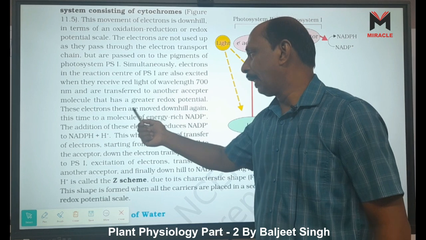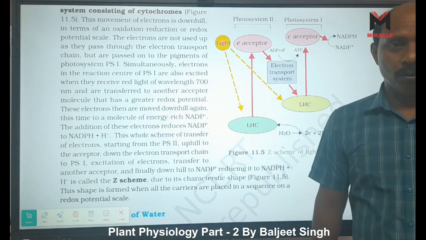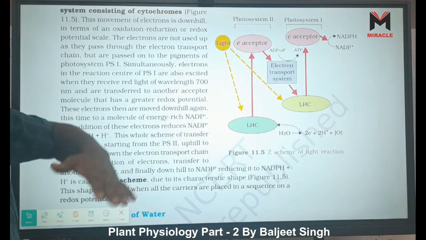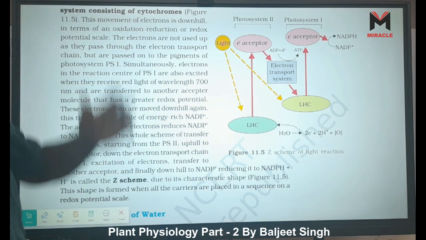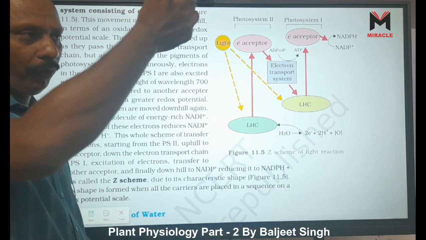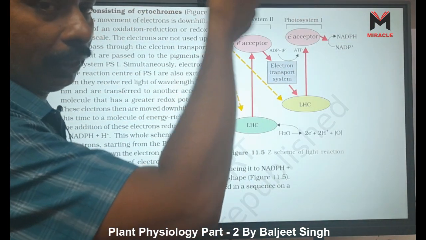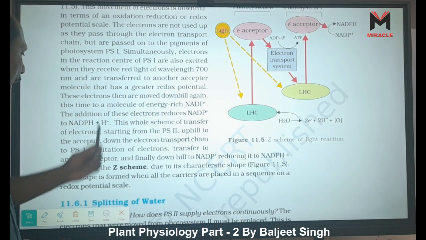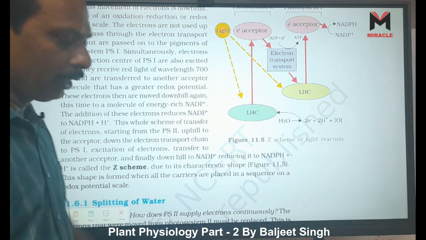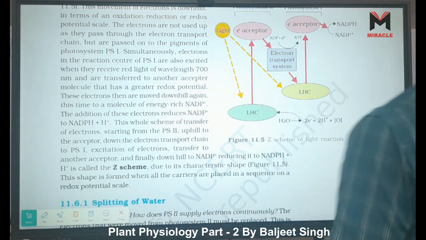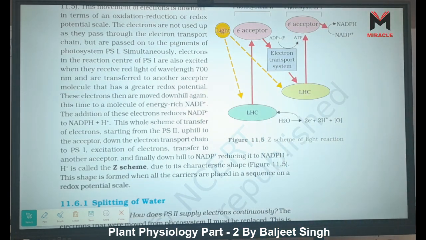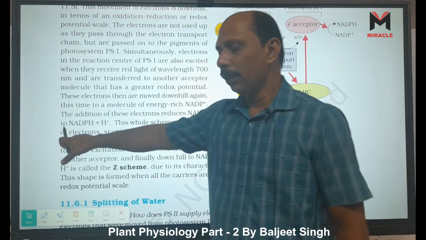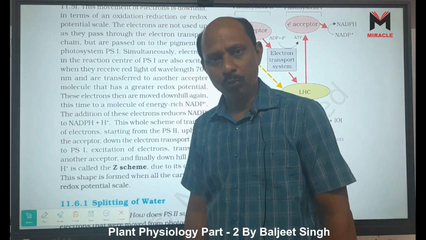These electrons then are moved downhill again once more. When they reach the P700, they are also expelled out. That means they also jump from their normal orbit. When they jump, it means uphill, and when they transfer to another electron transport system, it is called downhill, right? So they are moved downhill again, this time to a molecule of energy-rich NADP, which is present in the stroma, right? In the stroma, this NADP is reduced to NADPH2, right?